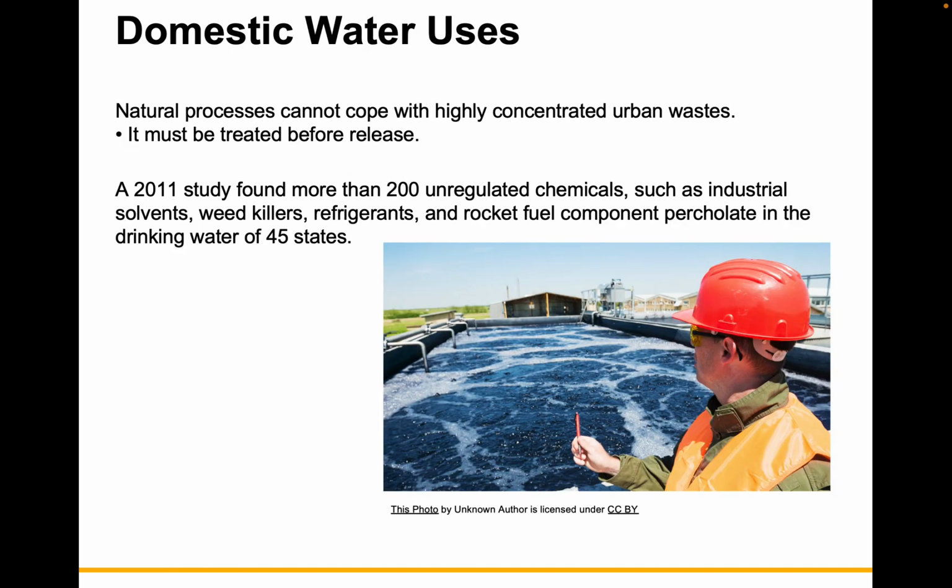Natural processes can't cope with highly concentrated urban waste. It has to be treated before release. A 2011 study found more than 200 unregulated chemicals, such as industrial solvents, weed killers, refrigerants, and a rocket fuel component percolate in the drinking water of 45 states.